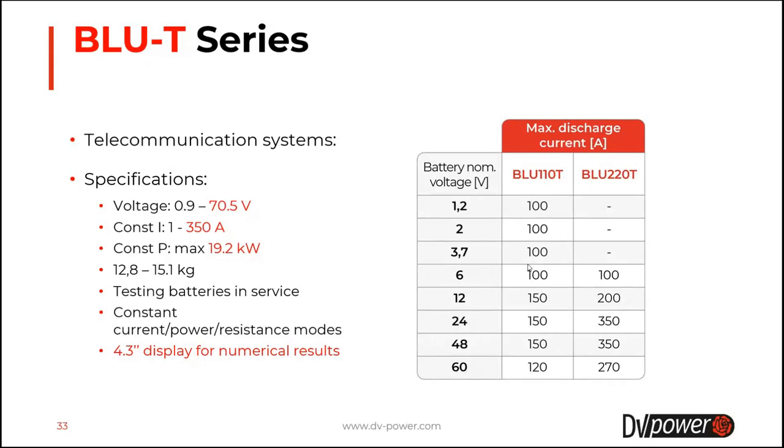A user can select one of the three discharge modes: constant current, constant power, and constant resistance. Additionally, different battery duty cycles can be simulated using user selectable discharge profiles. Discharge parameters can be monitored in real time during the capacity test.